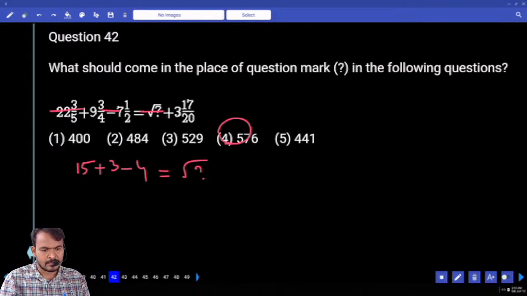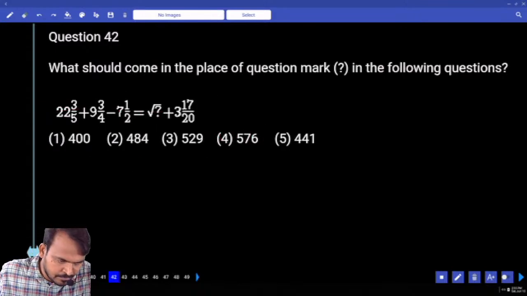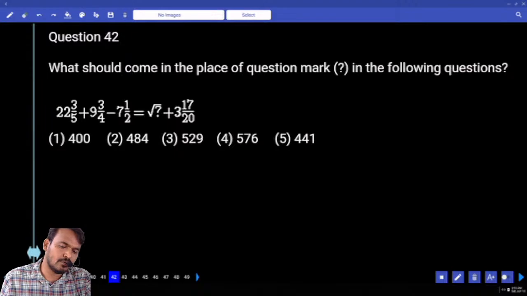The answer is 196. Next. First of all, only integers are taken. 22 plus 9, 31 minus 7, 24. 24 minus 3, 21.